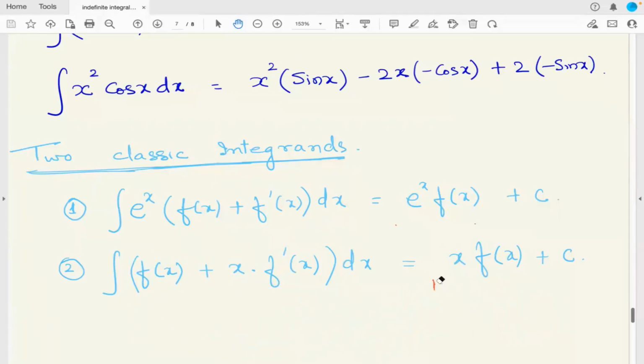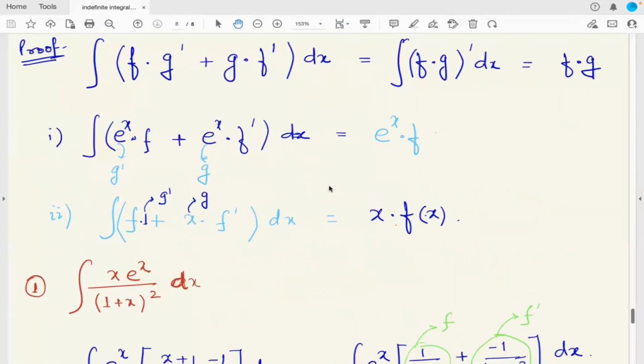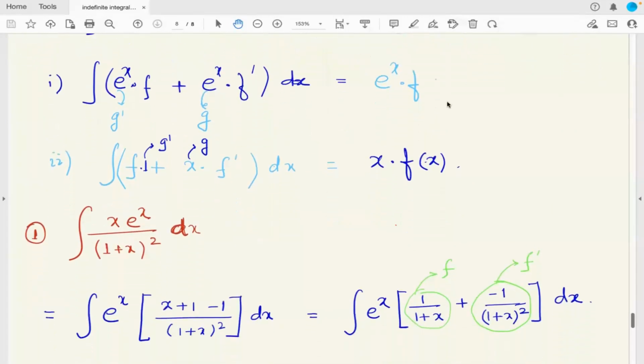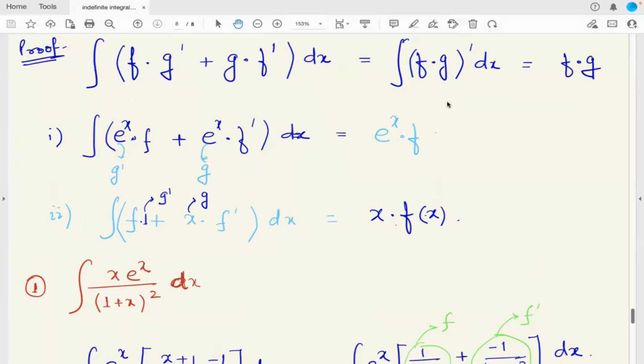I'm again repeating, calculus is a part of math which is mostly based on practice. The more practice, the better things start to make sense, because there is less theory and more practice in it. So now let's move on to the next part. Okay, so its proof is the same, what we did, it comes from the product rule. So now let's move on to the first problem.